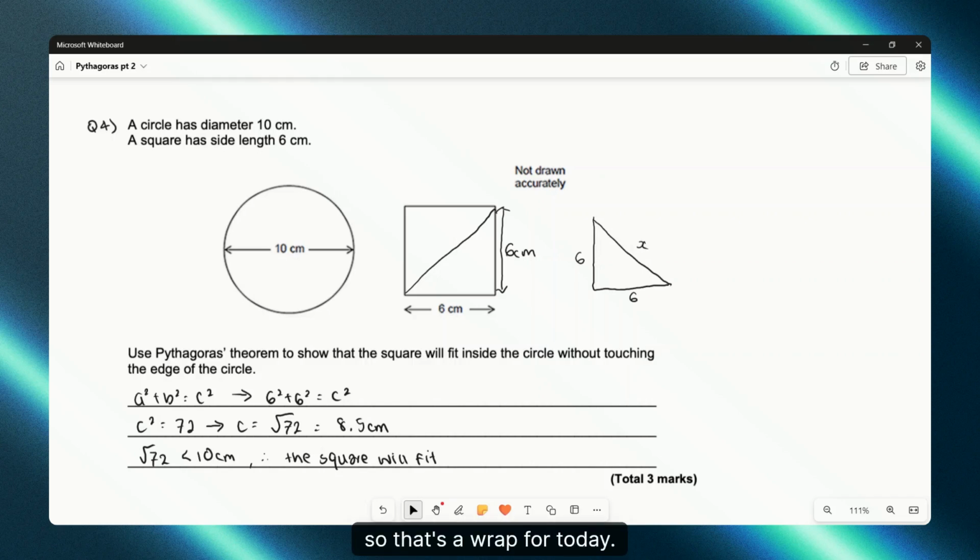Right, so that's a wrap for today. We went over some more complex Pythagoras issues in different scenarios.